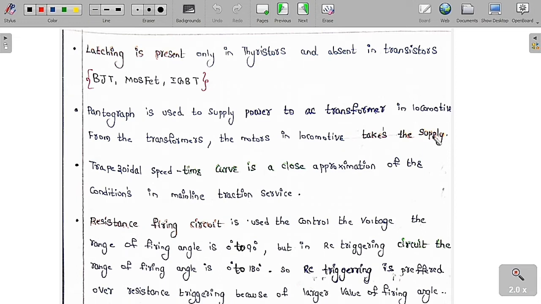So pantograph means it is a structure on the top of the train. It touches the power lines, absorbs the power from them, and gives it to the transformer which is present inside. From the transformers, the motors in the locomotive take the supply. The motors absorb the power from the transformer and then they get rotated. The episodic speed time curve is a close approximation of the conditions in mainline traction service.